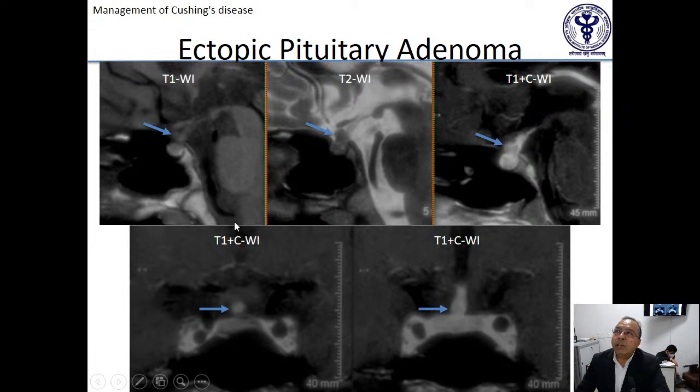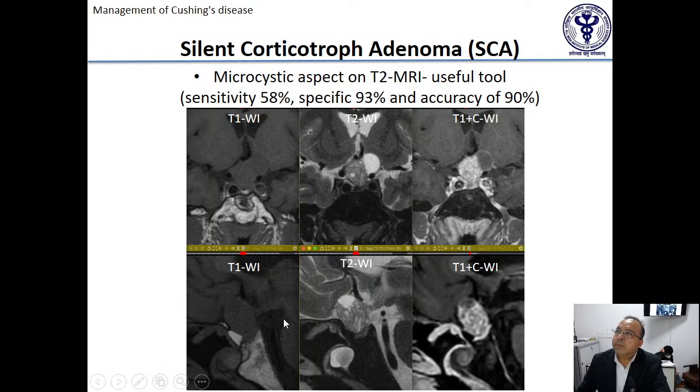Rarely, the pituitary tumors can be ectopic. In this example, in our experience, the tumor was located in the root of the stalk, which was iso-intense on T1, iso-intense to bright on T2, and showing less enhancement compared to the normal pituitary gland. This was confirmed surgically and turned out to be an ectopic pituitary macroadenoma.